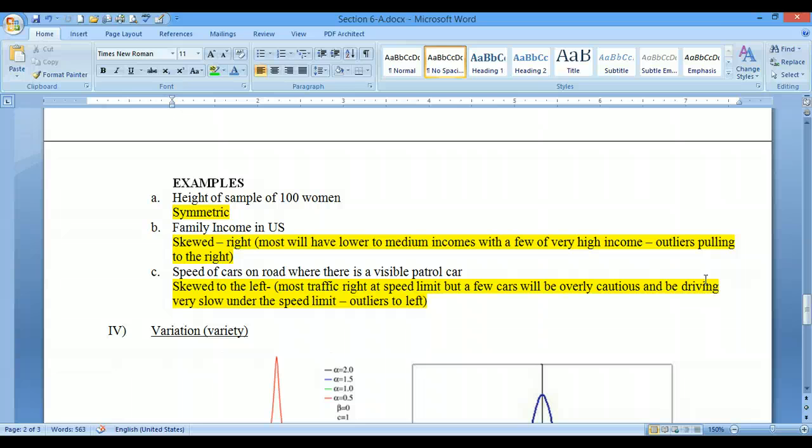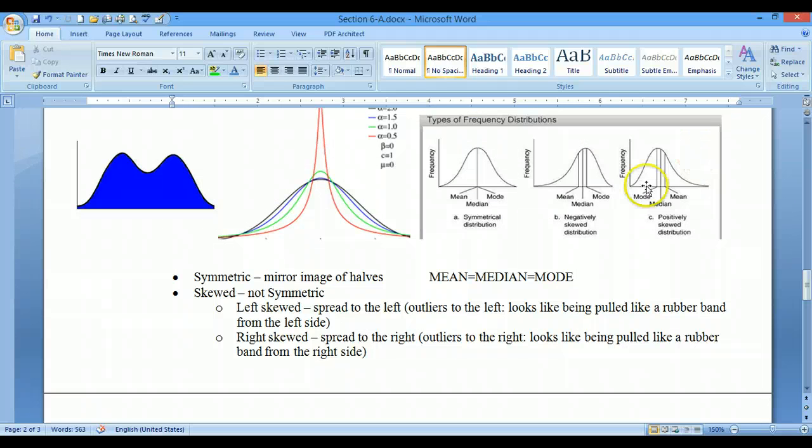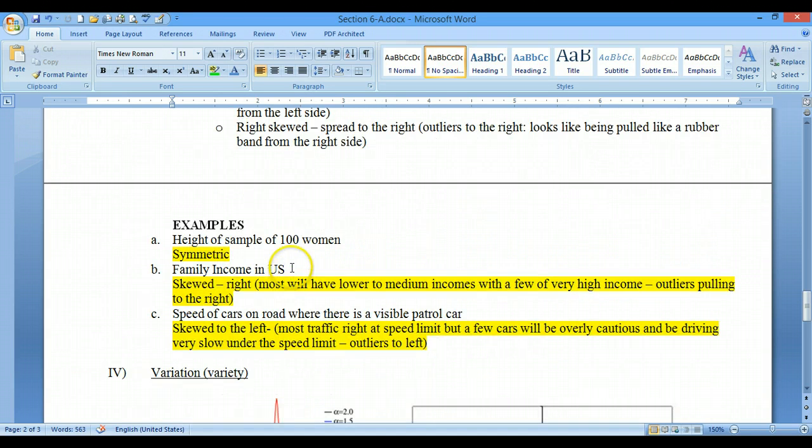If I look at family income in the US, most people will be right at the medium and lower income levels, but there are going to be a couple of very high numbers, a couple of millionaires and billionaires that are pulling way out to the right. Remember, I'm going from low to high, from left to right. So yes, again, we're going to have some who are very low, but most people are the middle class. And then of course I'm going to have some outliers way up to the right pulling. So I would say all of the income in the US would be skewed to the right.